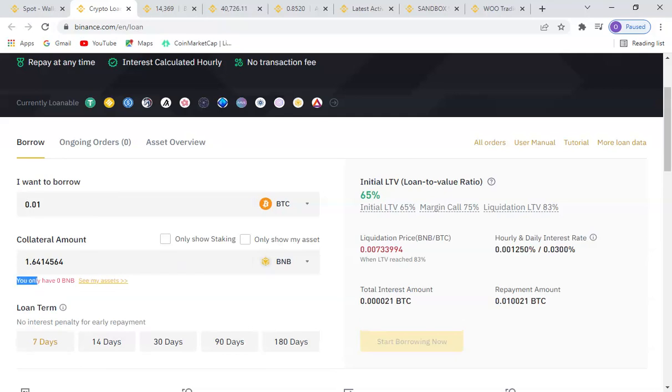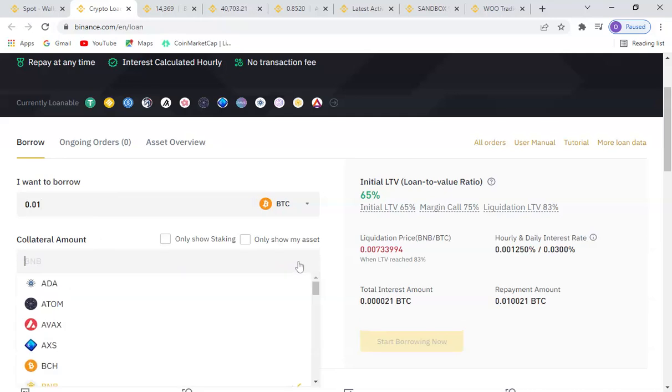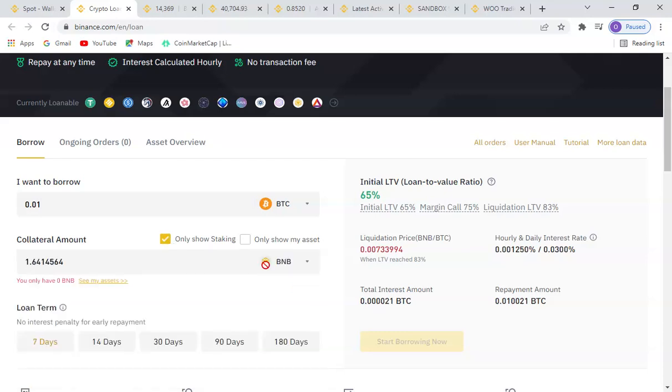We currently do not have BNB. By default, the collateral amount is always BNB. We are going to change this over to the currency that we currently have. Binance offers the Only Show Staking option. This option allows you to see cryptocurrencies, or collateralizable currencies, that you can use as staking options, or that can be staked as well as used as collateral.